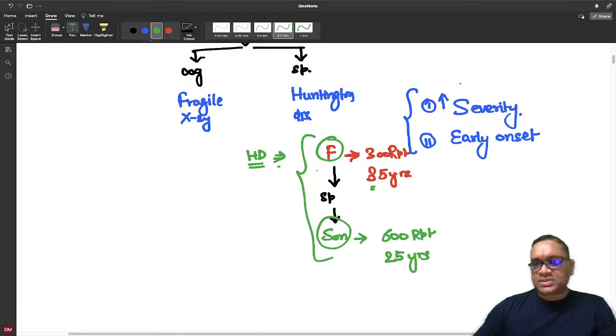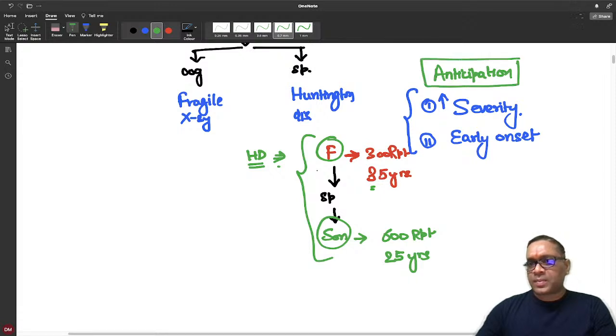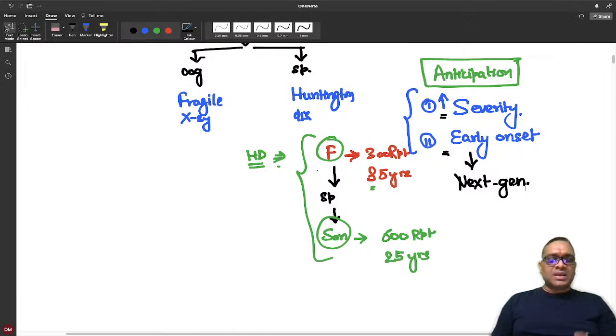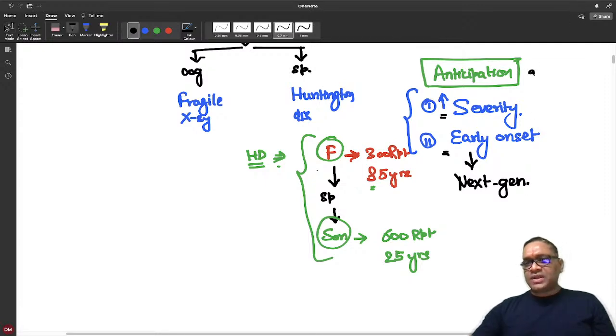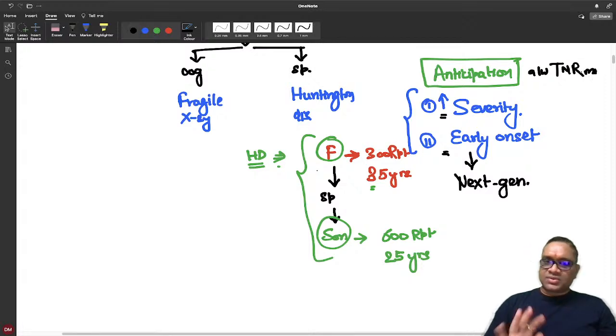So this process is called anticipation, which is seen in trinucleotide repeat mutation disorder, right? So what is anticipation? Increased severity of the disorder and early onset of the disease in the next generation. This is the precise definition of anticipation: increased severity of the disorder, early onset in the next generation is called anticipation, and anticipation is associated with trinucleotide repeat mutation disorder. So now is it clear?